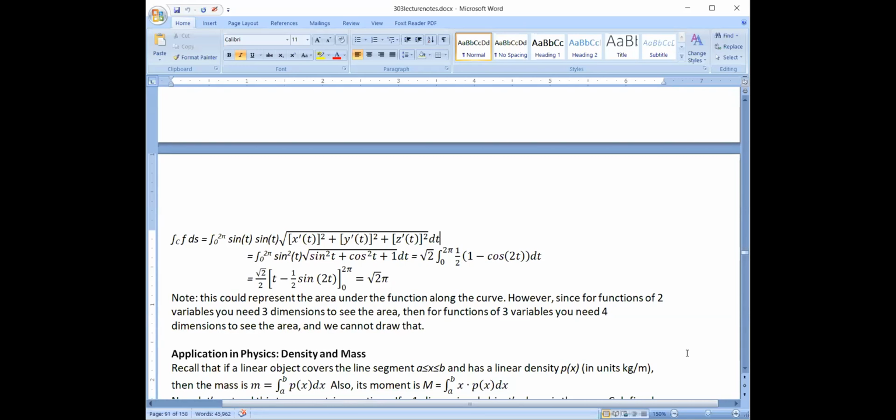Now, let's kick it up a notch. We know that any integral of f dx can also be written as an integral of f ds. So how does that look now?